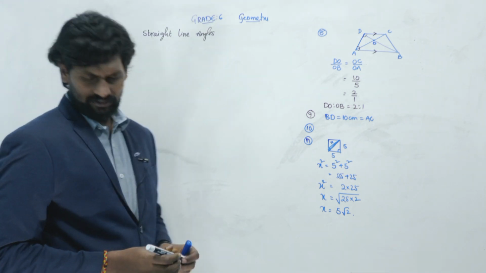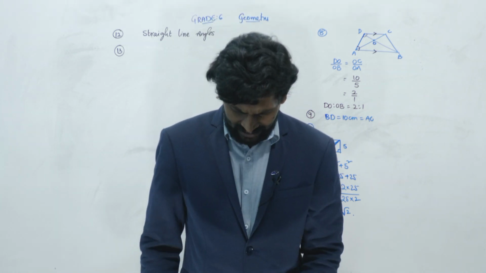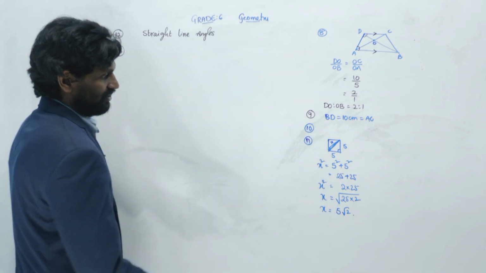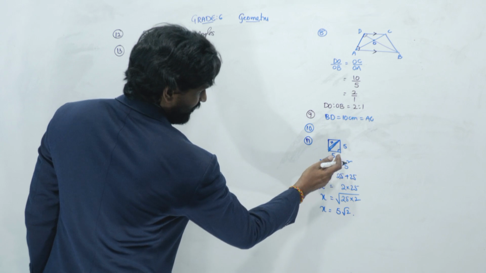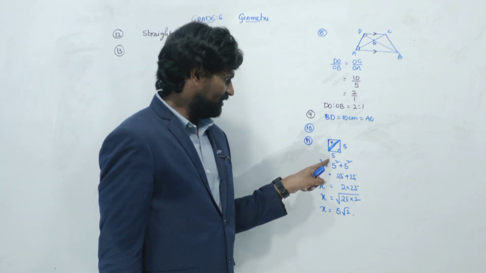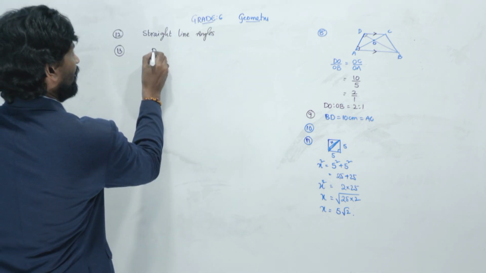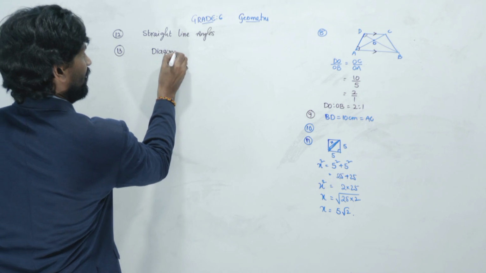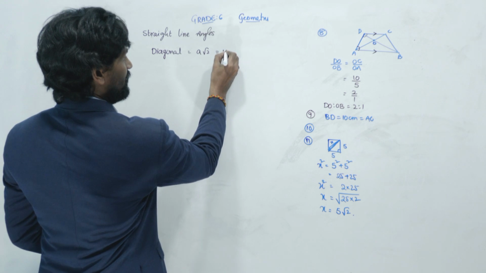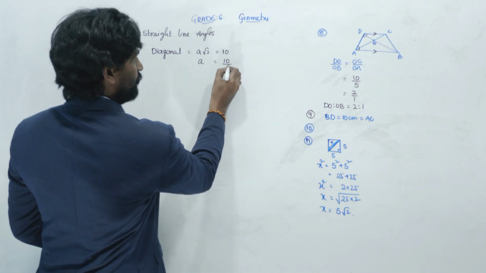The 13th one, ABCD is a square. If AC is a diagonal of 10 centimeters, then find the side of the square. Same way, to find the value of this, if you take the side as A, then the formula of the diagonal is A root 2. According to the diagonal formula of a square, the formula is A root 2. Then the diagonal value 10 is given. Then A is equal to 10 by root 2.